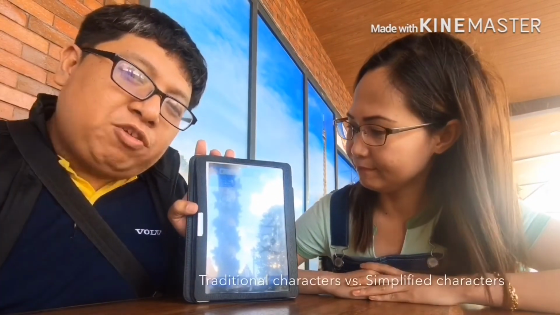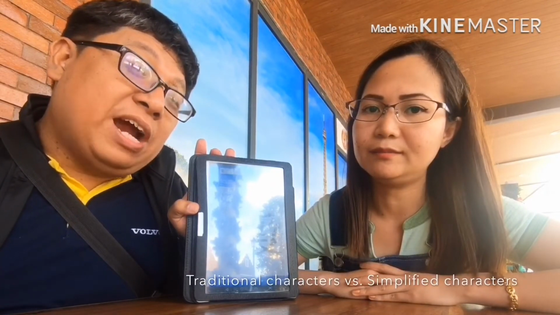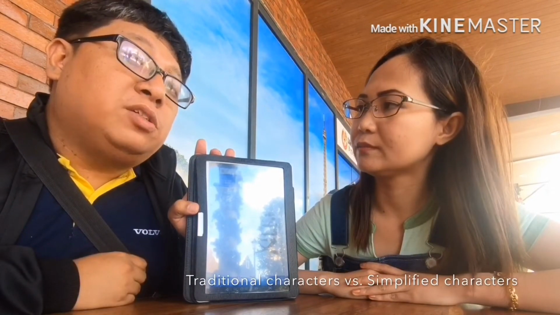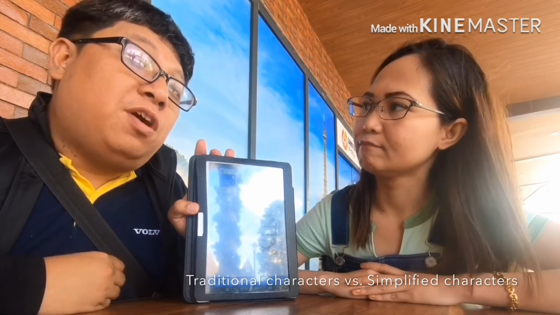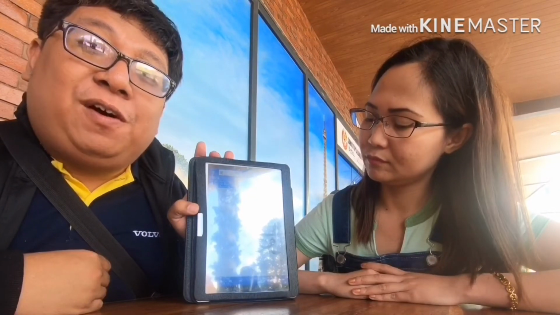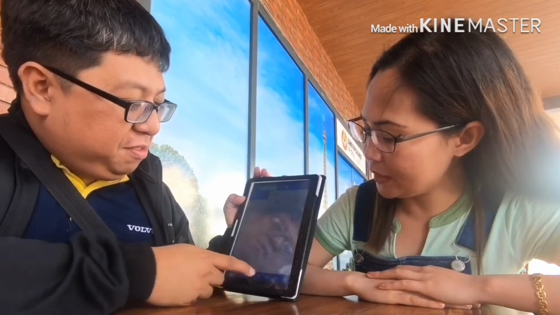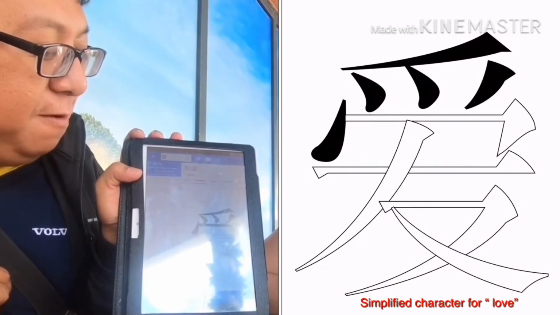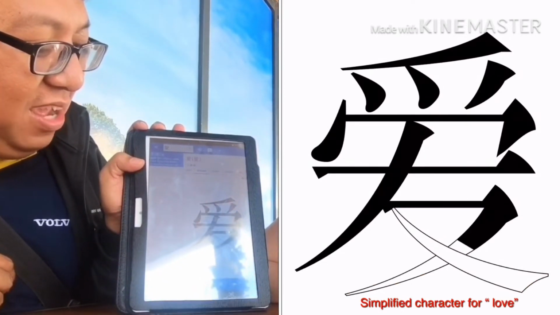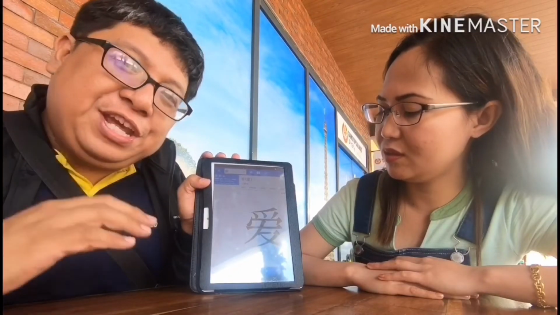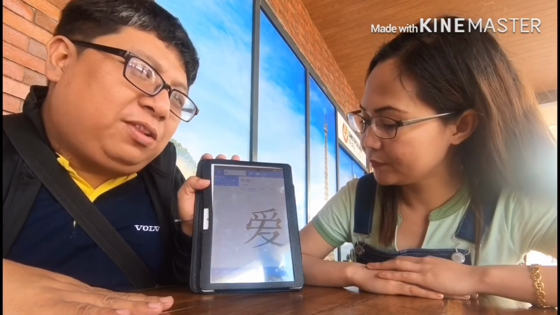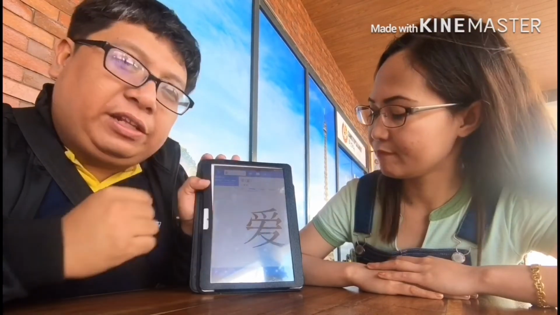There are 2 kinds of characters being used now. There are the traditional characters. So far, we have been using traditional characters. In mainland China now, in order to promote literacy, there are also simplified characters. So, for example, here's the simplified character for love. It only has how many strokes? 1, 2, 3, 4, 5, 6, 7, 8 versus 13. Now, one of the things that I don't like here is that the character for heart is gone.